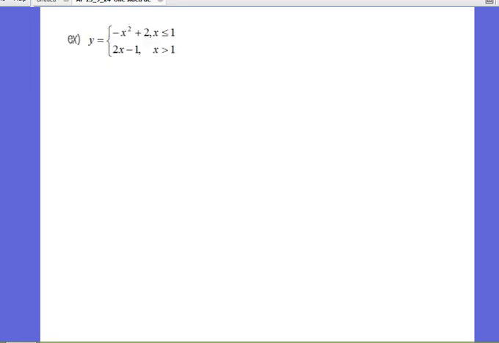Alright, so remember, this was the left side, this was the right side. The y value, f of 1, we found was 1. We used the left side function because of the equal sign. So let's do each of the limits.